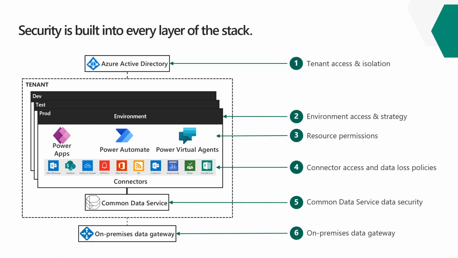Then you have connector data loss prevention policies on the connectors. So you might say, hey, we can make Dropbox available to everybody, but they can only read from Dropbox. They can't write to Dropbox. So you can control data loss policies at that level. You can also say, hey, we can create connections to Twitter, but Twitter connections can never talk to Outlook. So you can do that kind of stuff with data loss policies.